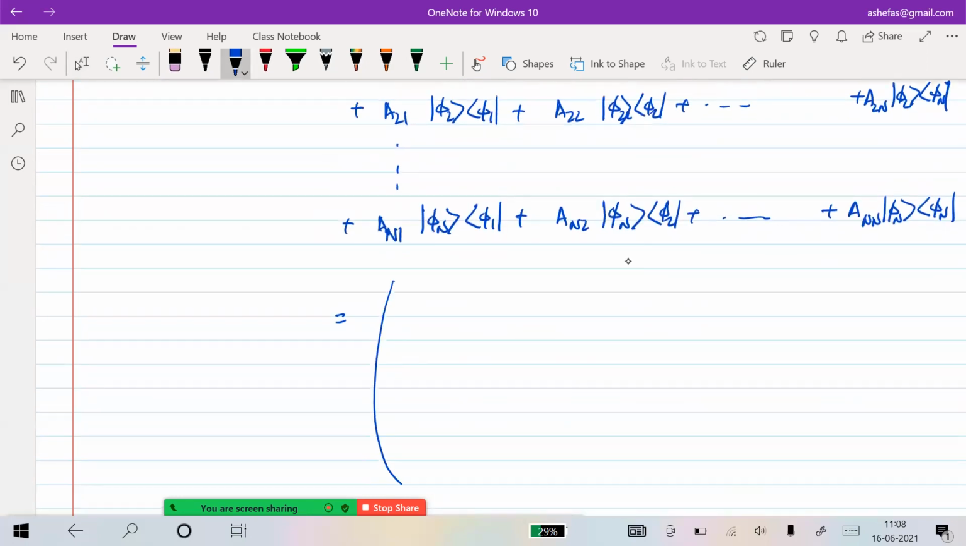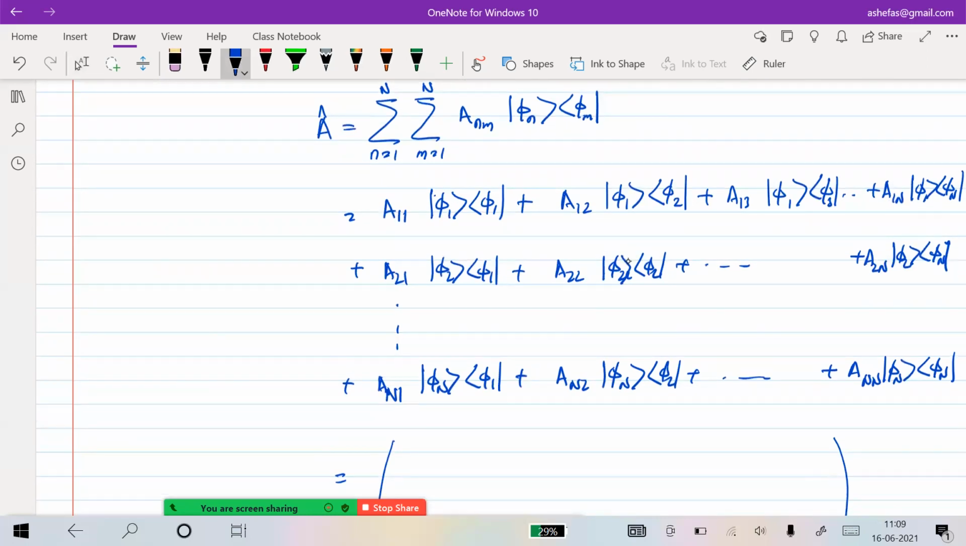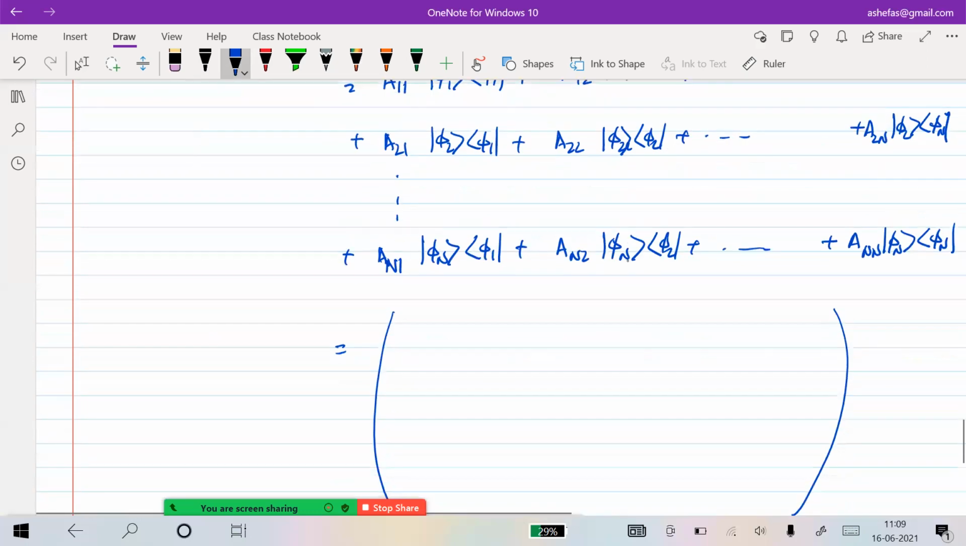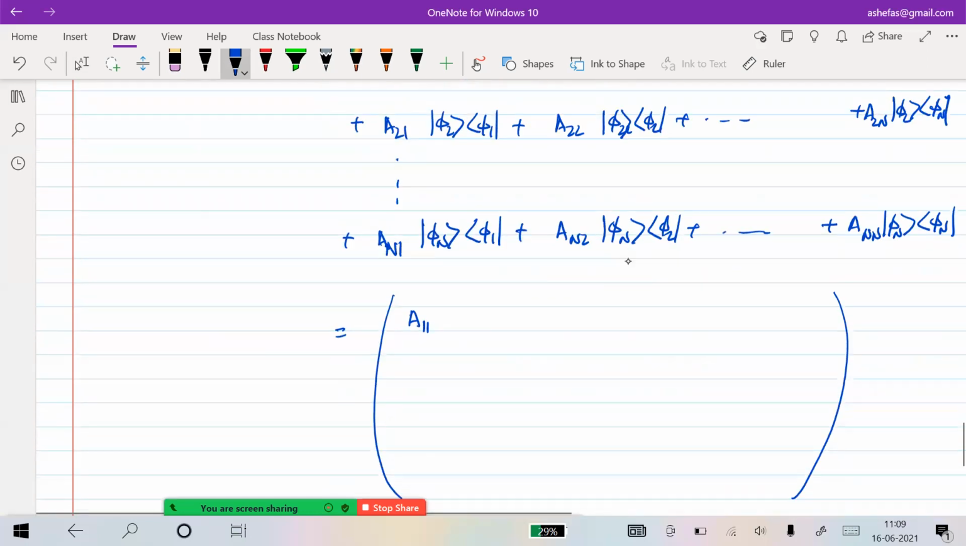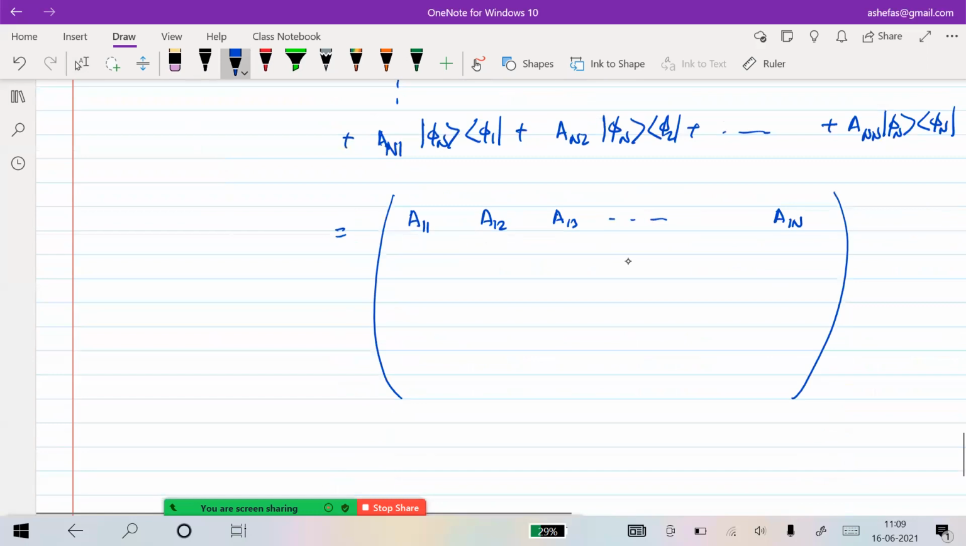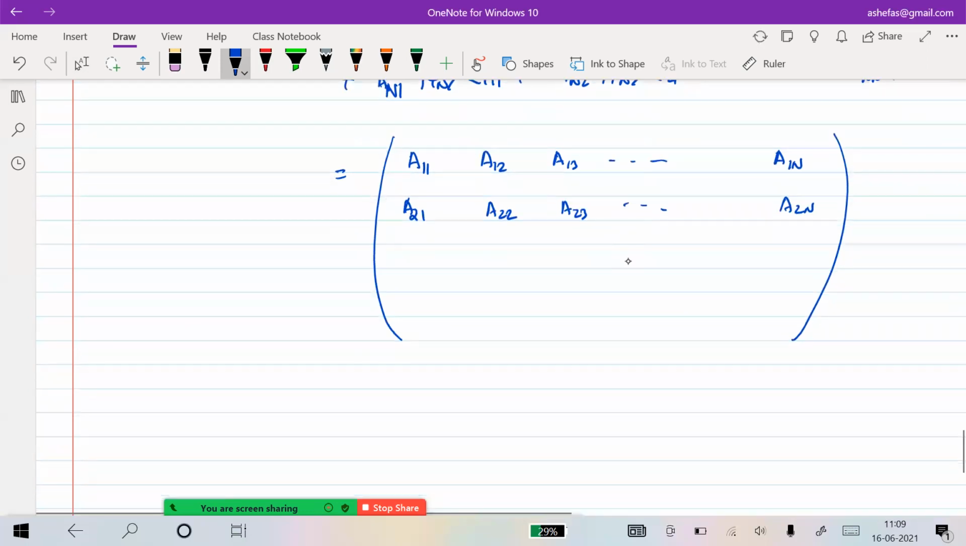So if you sum all these elements, what will you get? We'll get a very big matrix. The first matrix would be an n by n matrix. It will have only one element A11 that will be in the first row, first column. And the second matrix is again an n by n matrix, and it will have only one element A12 in the first row, second column. Next would be A13 up to A1n. Then you will have A21, A22, A23 up to A2n. Then An1, An2, An3, etc. up to Ann. So this would be the matrix representation of operator A.